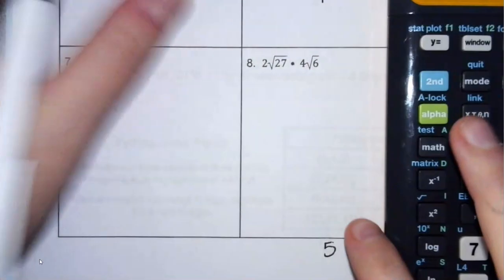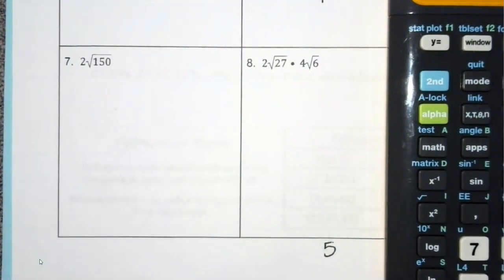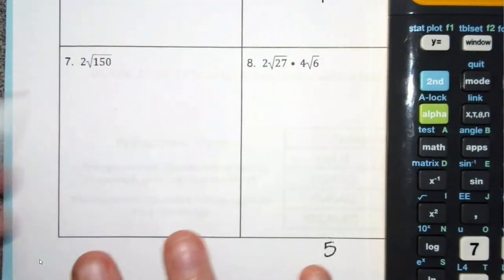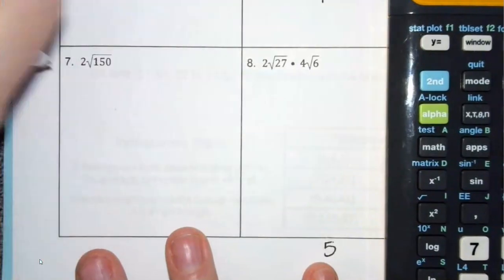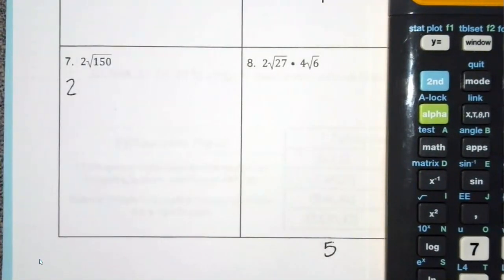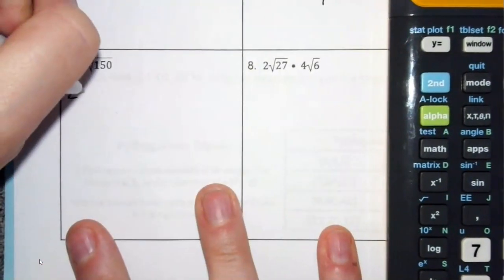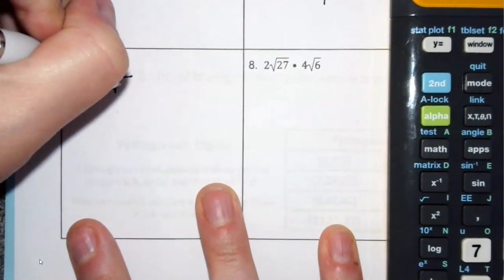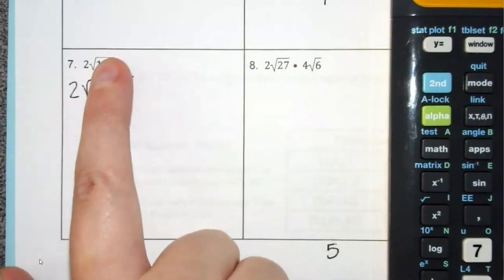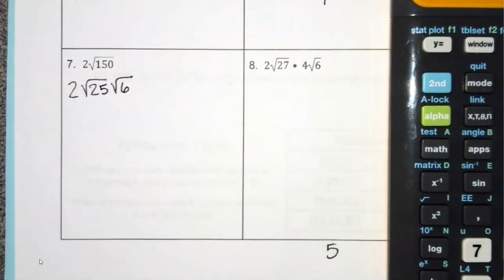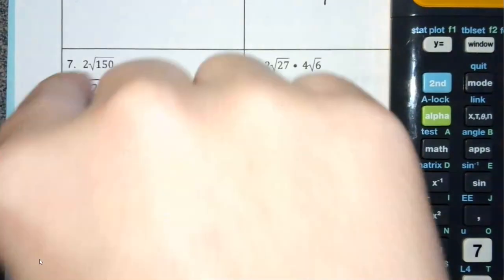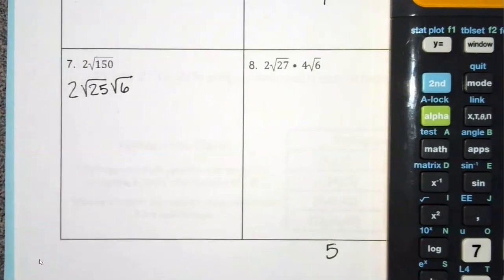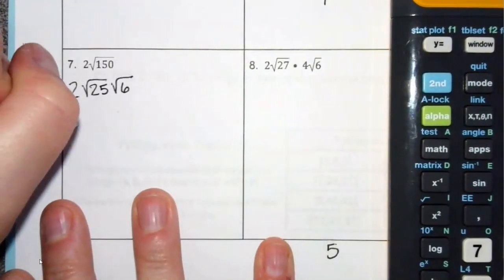We have 150, which 25 goes into 6 times. I'll just tell you. But you also have this coefficient of 2 in front. So if 2 is that coefficient, you are going to just bring that down. Don't change it. And then 25 is your perfect square. That multiplies by 6 to equal 150. So 2 times square root of 25 times 6. There's a lot going on here. Bring the 2 down again.